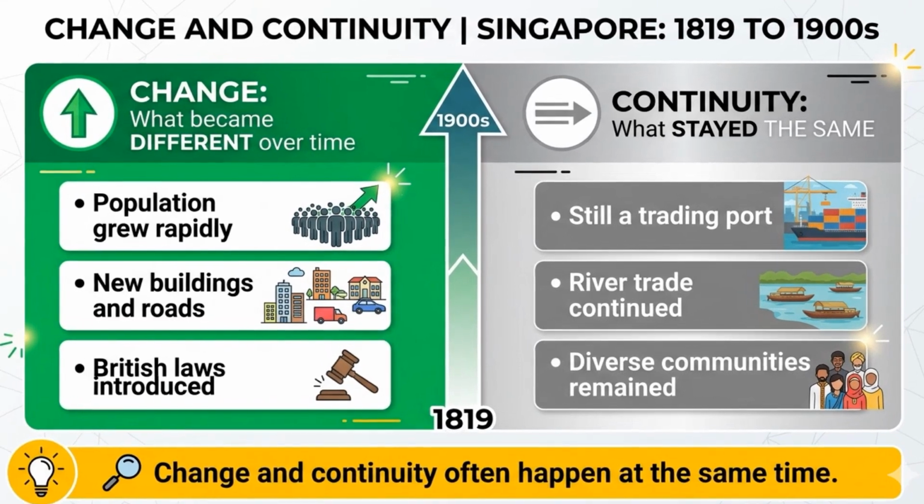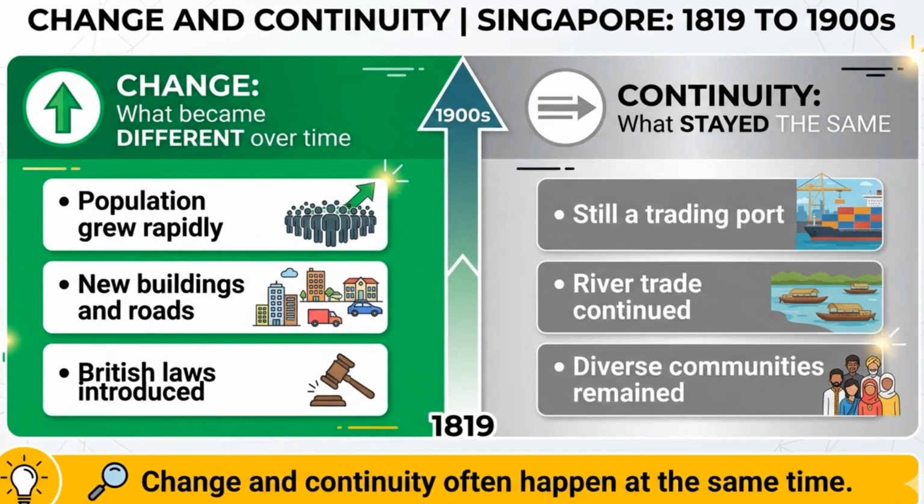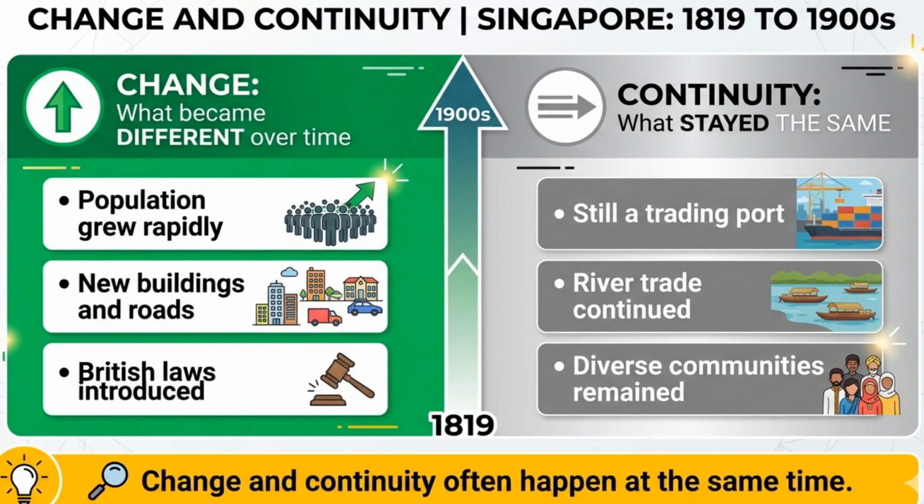Historians also look at change and continuity. Change means what became different over time. Continuity means what stayed the same. This is an important balance to understand because students sometimes assume that history is only about big dramatic changes, that everything before a major event was one way and everything after was completely different. But that is rarely true.